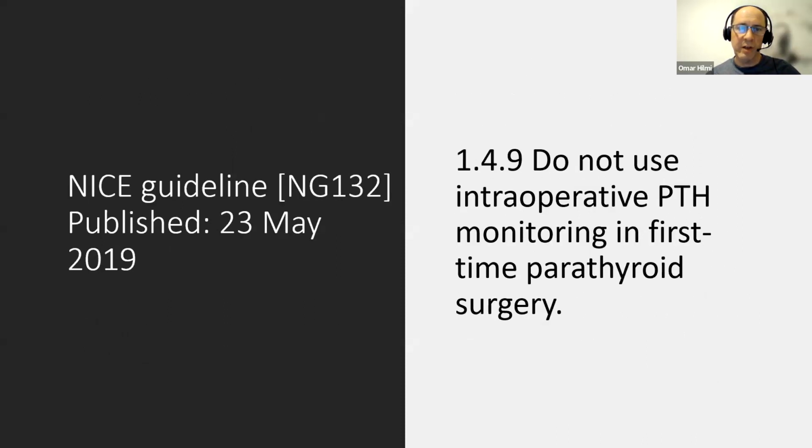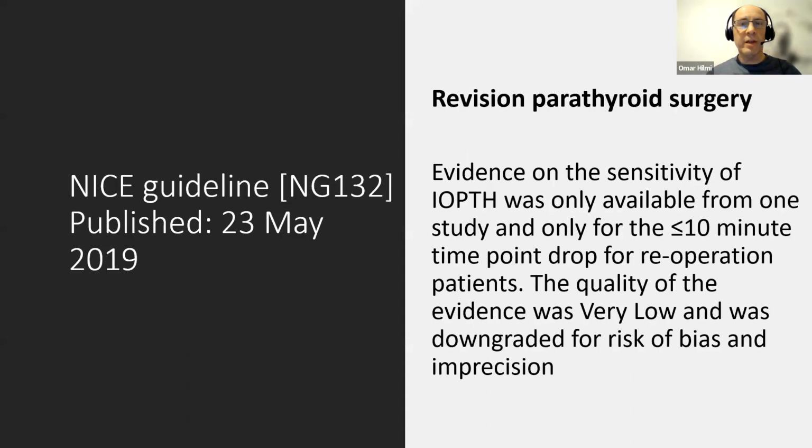Back to the UK, and in 2019, NICE took a different approach. Now, admittedly, NICE work more on the economics of these sort of things and the cost effectiveness of it. But they suggested that you should not use intraoperative PTH, even for those cases where you didn't have localization in first-time parathyroid surgery. And that was on the basis of the additional time, additional cost, and the fact that a four-gland exploration is still a very successful operation. And even when it came to revision surgery, they didn't find the evidence to support it.